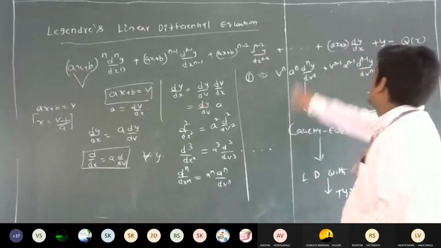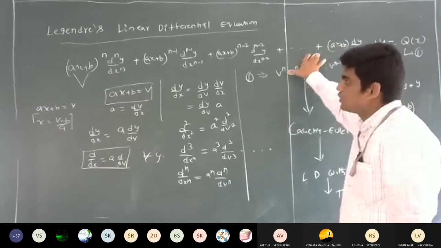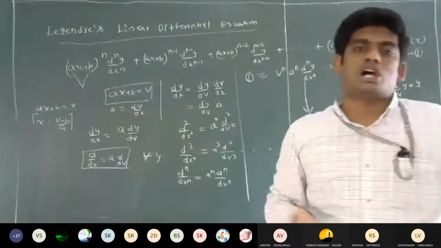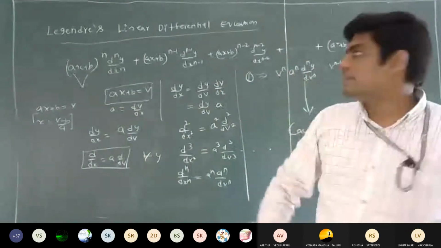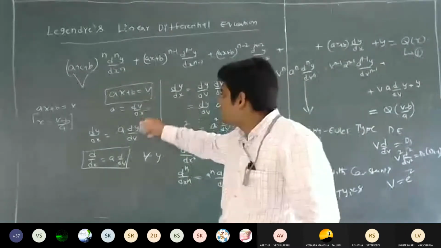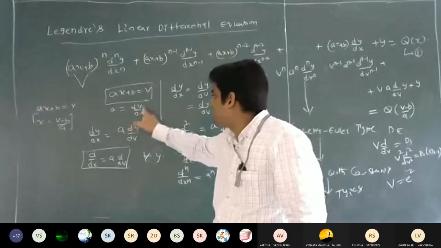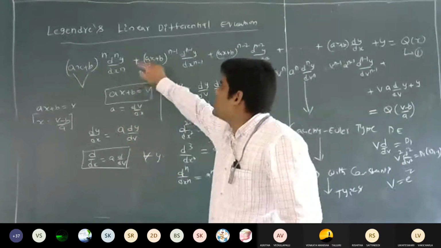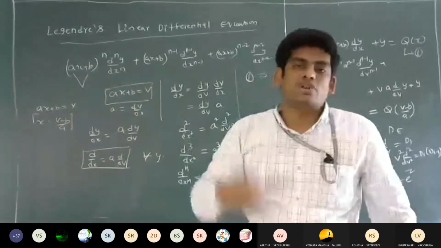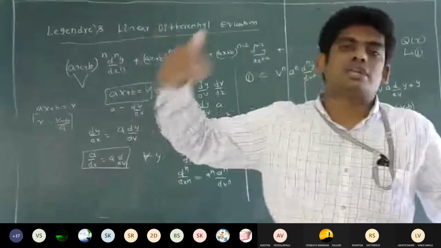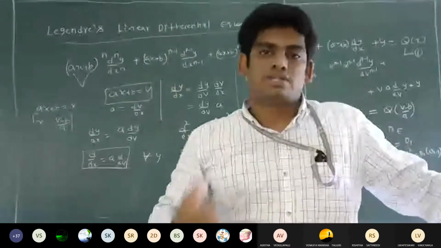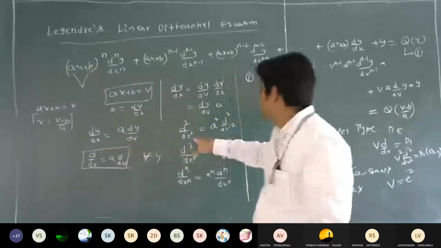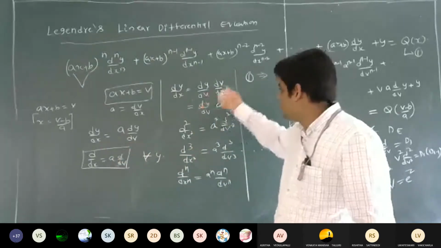So originally our differential equation is like this. The next step is we are transforming the Legendre's type into Cauchy-Euler type, by assuming ax plus b is equal to v. After simplifying, I am getting dv by dx is equal to a. But here we have dy by dx, d square y by dx square, d cube y by dx cube, and so on, d power n y by dx power n. So I am clearly finding the values of dy by dx and d square y by dx square.